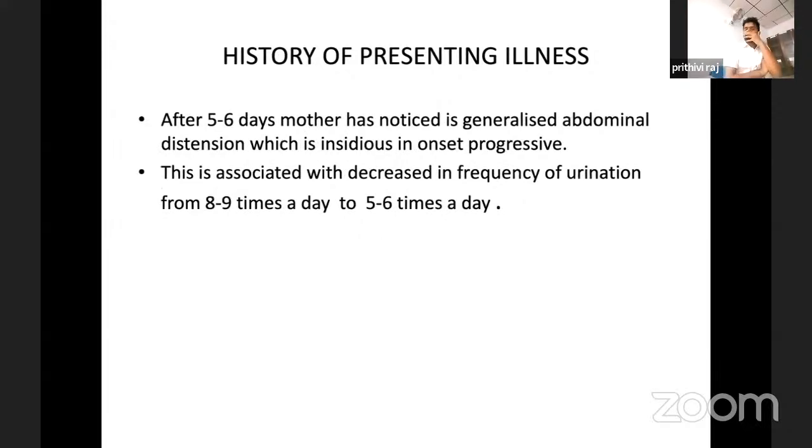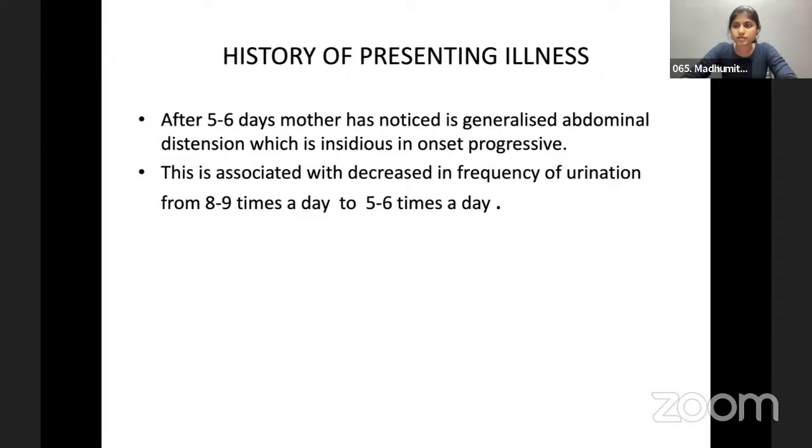So you can go. Yes. After 5 to 6 days, the mother has noticed generalized abdominal distension, which is insidious in onset and progressive. This is associated with a decrease in frequency of urination, from 8 to 9 times a day to 5 to 6 times a day. Okay. So the child's age is 2 years, right?